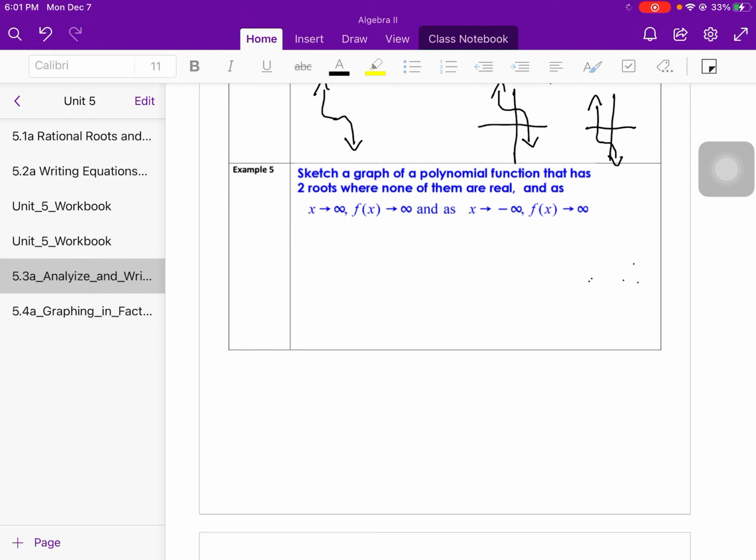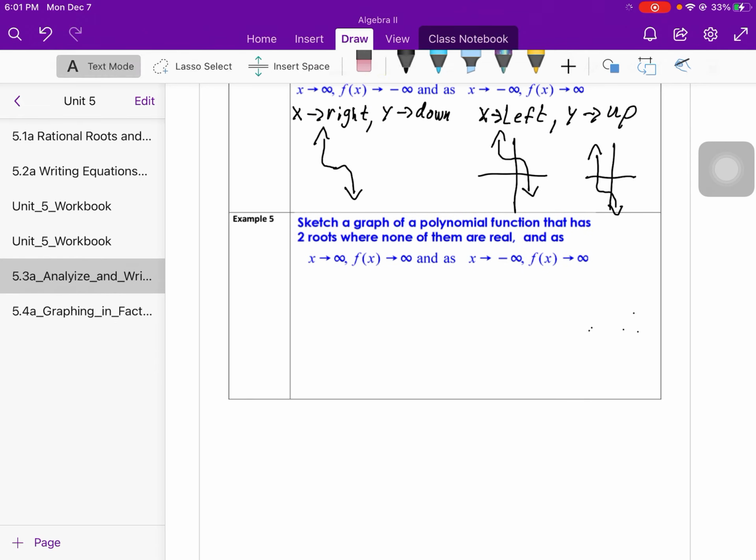Now example 5, same idea here. Sketch a graph of a polynomial function that has 2 roots where none of them are real. And then this says as x goes to the right, f of x goes up, so y goes up, x goes left, y also goes up. So this time we're going up and up, which looks like this. Don't worry, you won't see this kind of notation on your test. It'll be in the usual notation.